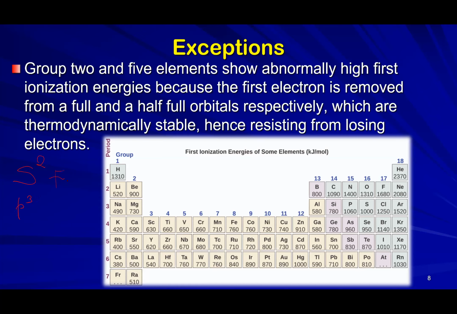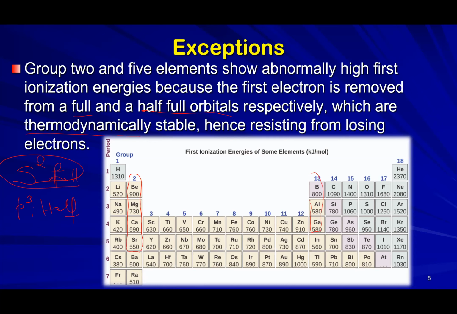So for the full orbital, the electronic configuration is very stable. And for the half full orbital, the electronic configuration also is very stable. Being very stable means that it will require a lot of energy to destabilize or to remove the electrons, because you are trying to create an unstable state. So because the full and the half full orbitals are thermodynamically stable, that is the reason why the first ionization energy for group 2 is always very high compared to group 3.